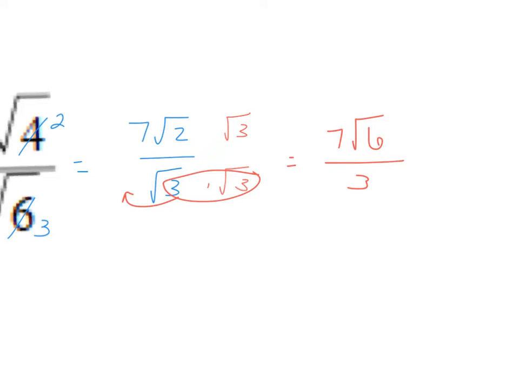Now 6 is going to reduce to 2 and 3. It doesn't pair up and move out, so that's good to go. And then on this bottom here, 7/3, that doesn't reduce either. So this is your final answer.